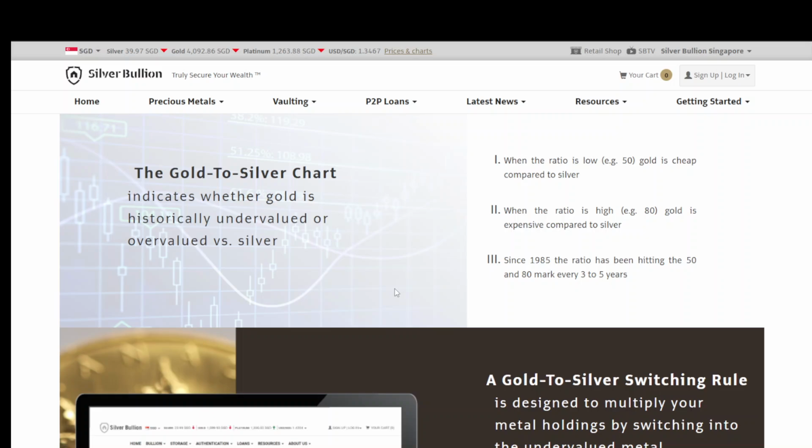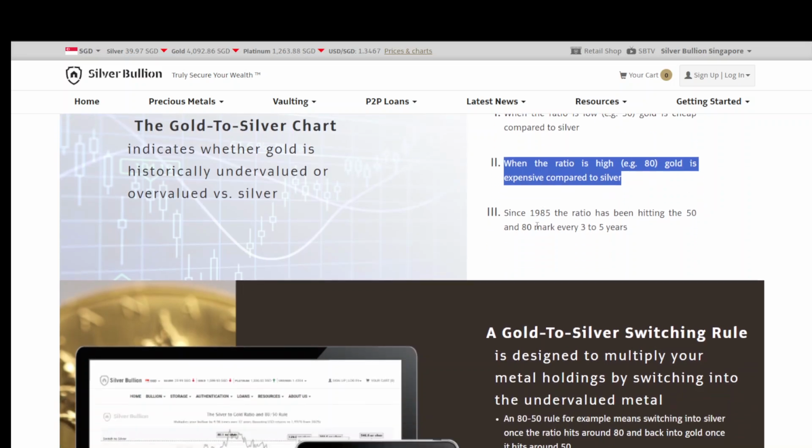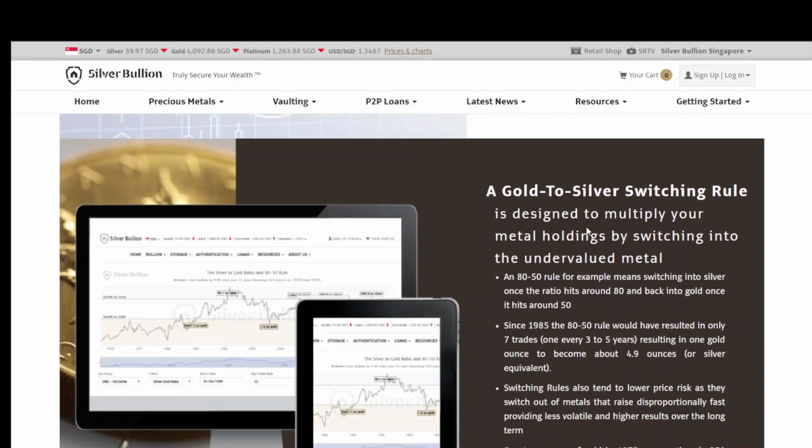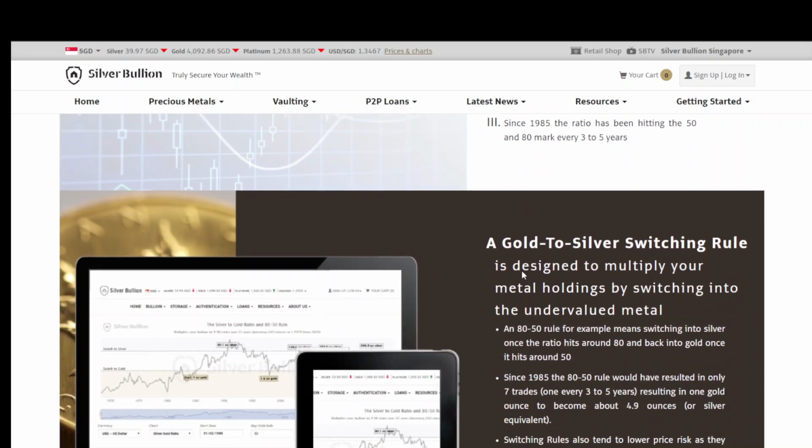So basically, in summary, the gold to silver ratio indicates whether gold is undervalued or overvalued against silver. When the ratio is low, such as 50, then gold is cheap as compared to silver. On the flip side, when the ratio is high, for example 80, gold is expensive as compared to silver. So since the year 1985, the ratio has been fluctuating between 50 and 80 every 3 to 5 years. So this is basically the gold to silver switching rule.